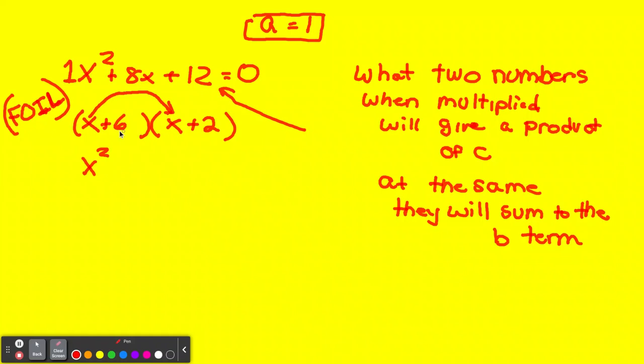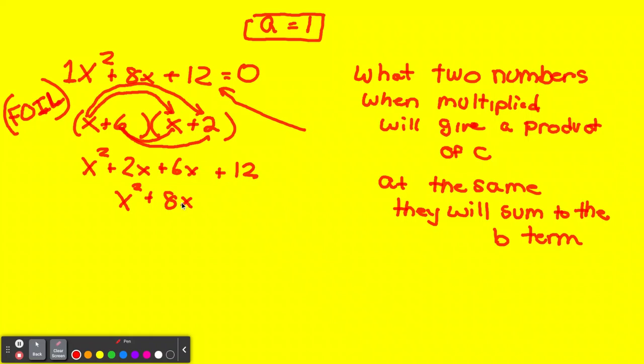Then you want to do the outside term, right? X is also the outside term, and you want to multiply it by the outside term of that binomial. And that'll be 2x. X times 2 is 2x. Then you want to do the inside term, 6 times x. That'll be 6x. Right? And then the last term, which is 6, of that binomial times the last term here. And that'll be 12. Don't forget to combine like terms, and we have x squared plus 8x plus 12. So we know we did it right. We did FOIL to make sure we did it right.